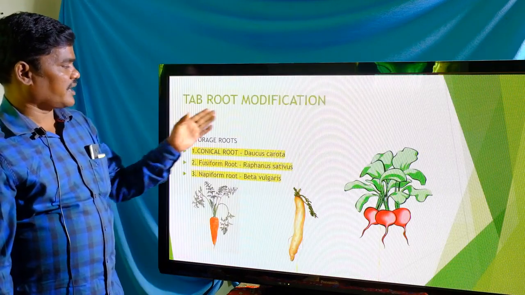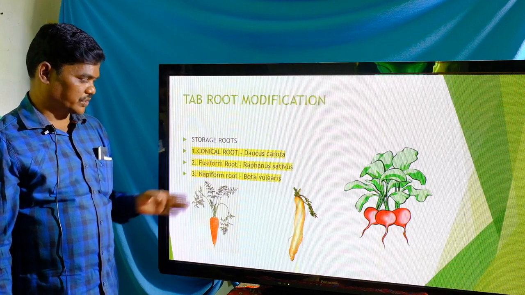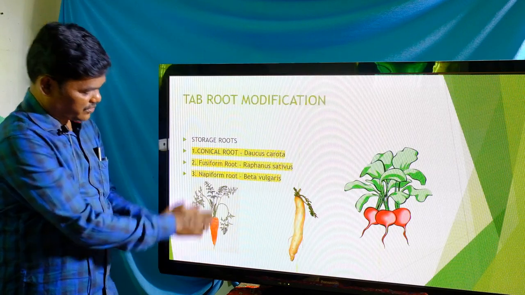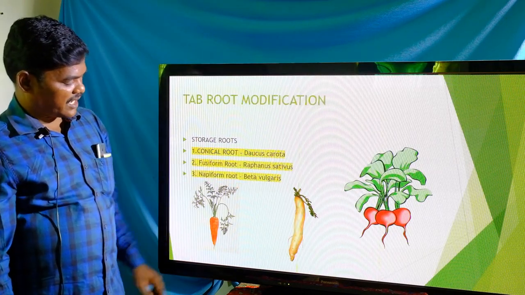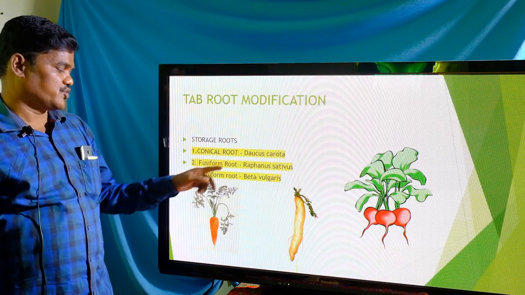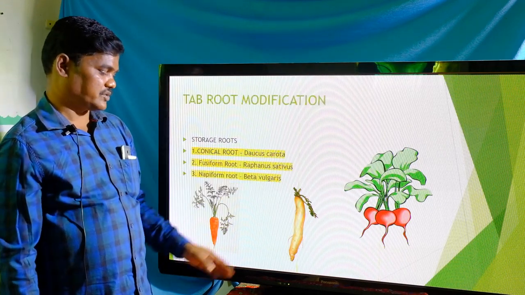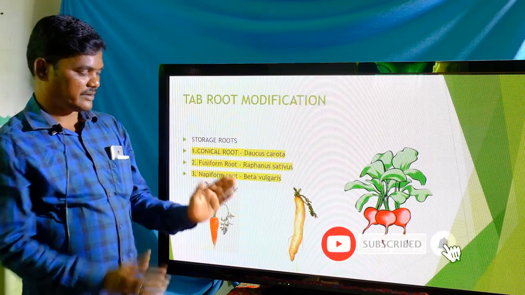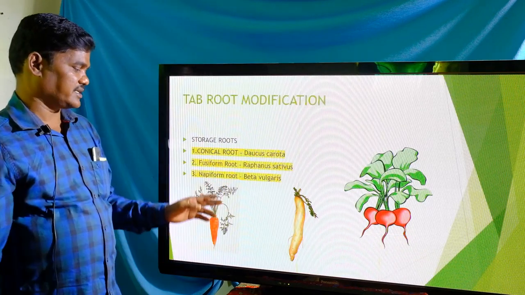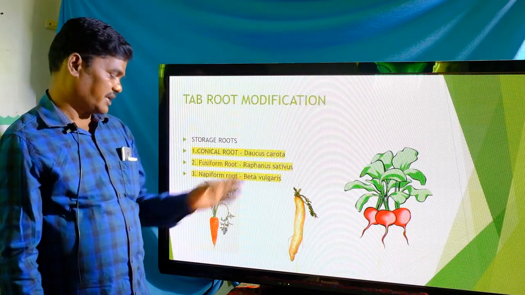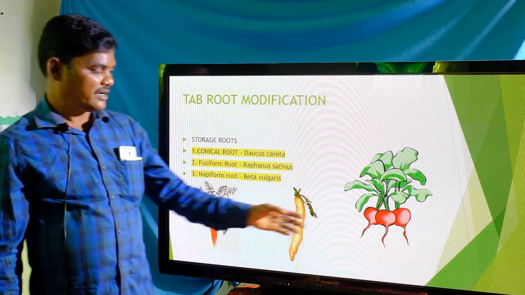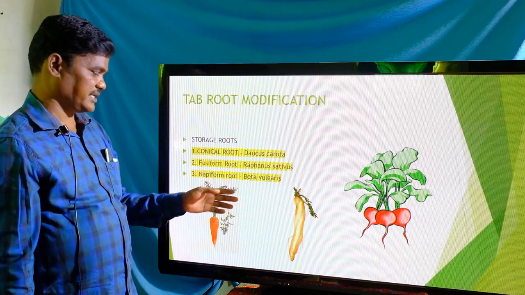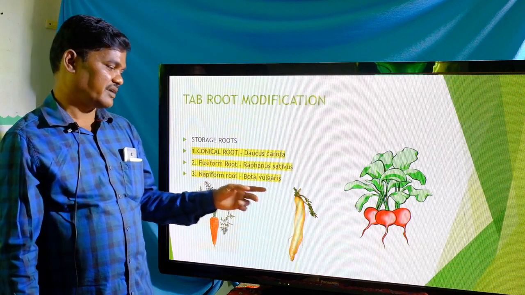The first one is tap root modification. Storage root: conical shape, for example Daucus carota, the botanical name of carrot. Fusiform, for example Raphanus sativus, the radish. Both ends are somewhat blunted and the middle area is somewhat extended. That is called fusiform. And napiform has the biggest portion at the top with a tail below. That is called a napiform structure, for example Beta vulgaris, beetroot.